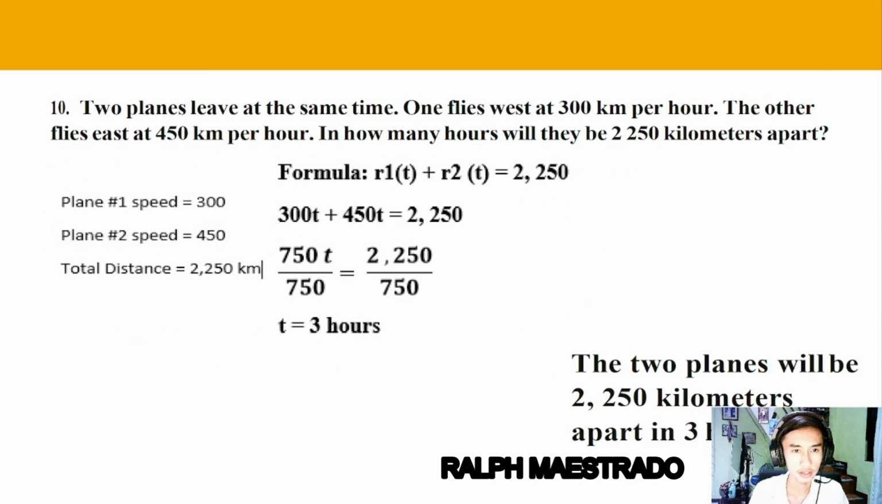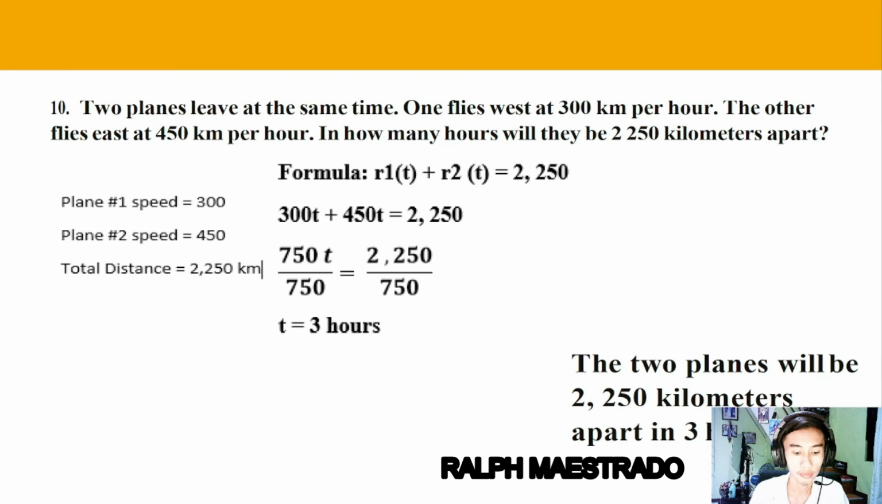The 2 planes leave at the same time. One flies west at 300 kilometers per hour. The other flies east at 450 kilometers per hour. In how many hours will they be 2,250 kilometers apart? In this problem, we're looking for the time, in how many hours they will be 2,250 kilometers apart.